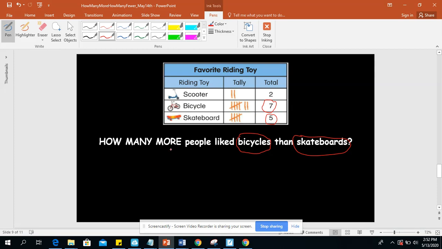Well, to answer the question, we can subtract. Take the bigger number, 7, take away 5, equals 2. There were 2 more people who chose bicycles than people who chose skateboards. And you can even see that by looking at the tally marks. Do you see how there are 2 extra tally marks compared to the tally marks for skateboards? There were 2 more people who like bicycles than skateboards.